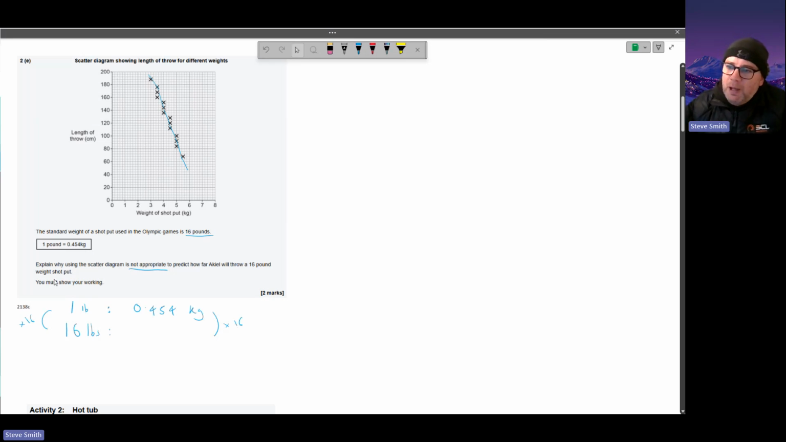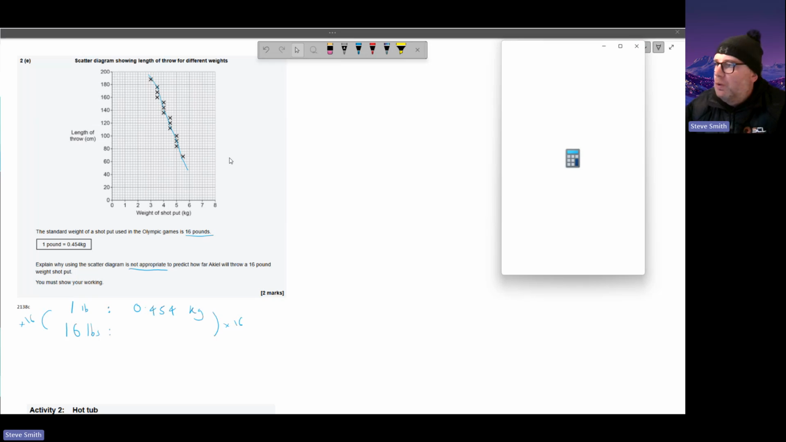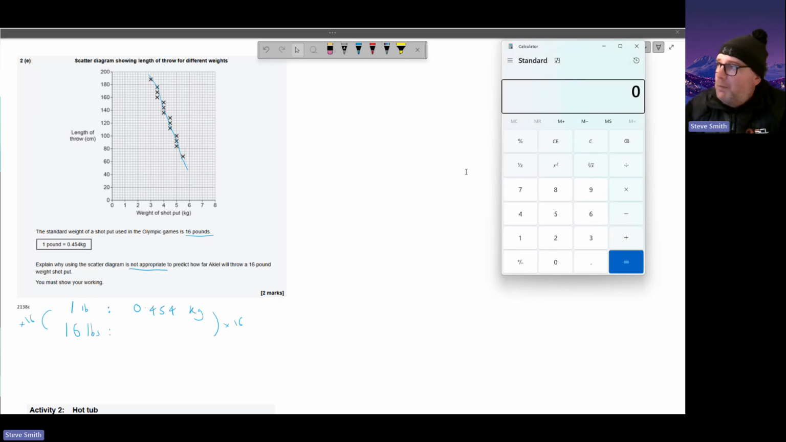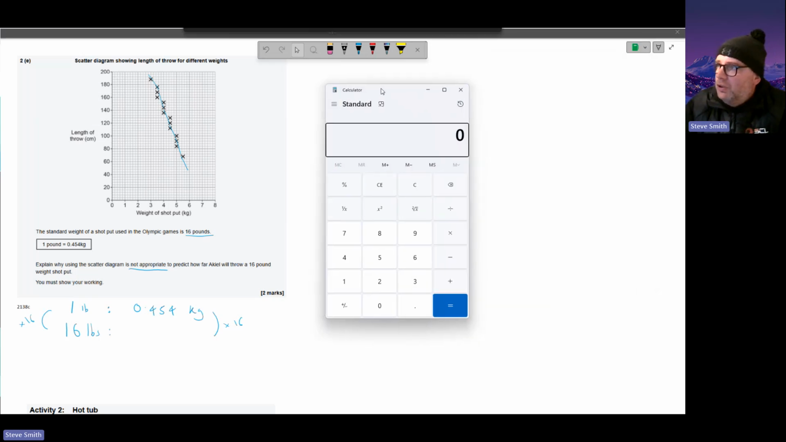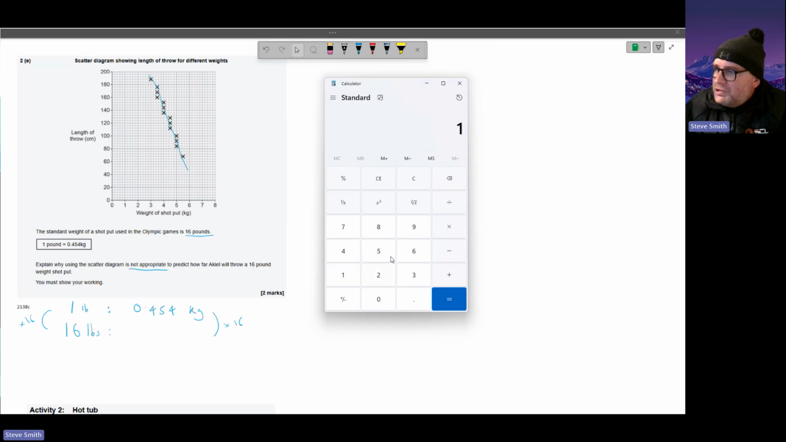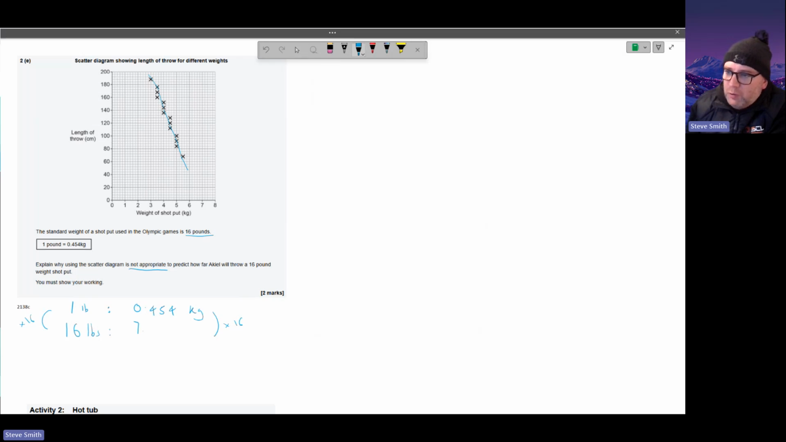It's a calculator paper, as you can see. It's a C, so we're absolutely allowed to use the calculator we've brought into our exam, but you're not allowed to use the one in the computer. It has to be a physical calculator. You can see what I'm typing in now. It's better that I use the computer calculator. So we've got 16 multiplied by 0.454, and we've got a weight in kilograms of 7.264. Now we can go back up to our diagram.